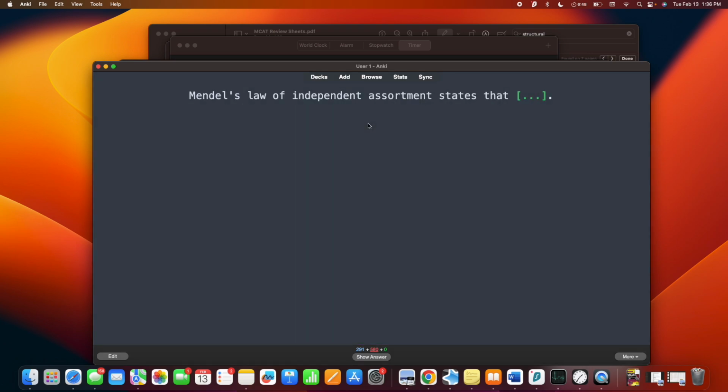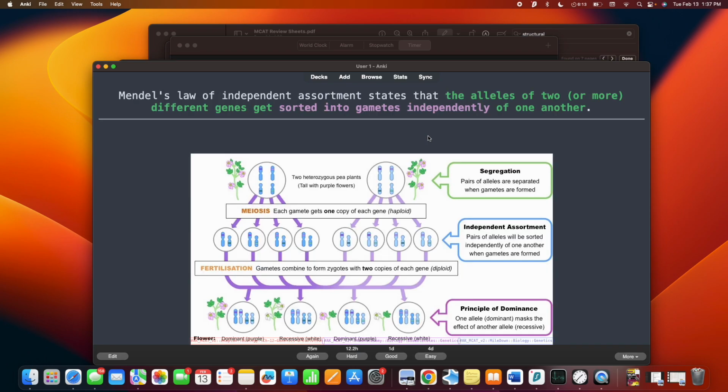Mendel's law of independent assortment states that the chances of one allele being expressed is not affected by another allele, and the exception to this is linked genes. Linked genes are an exception to the law of independent assortment unless they go through recombination. So the alleles of two or more different genes get sorted into gametes independently.